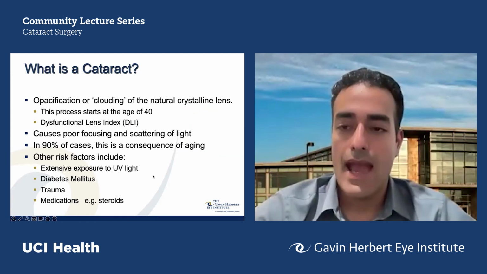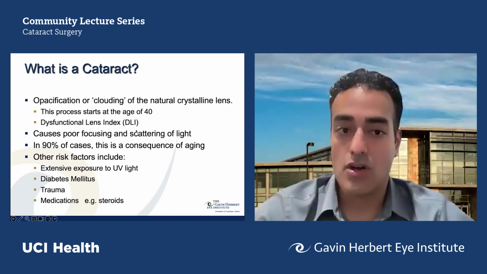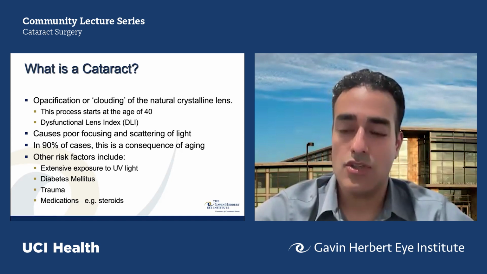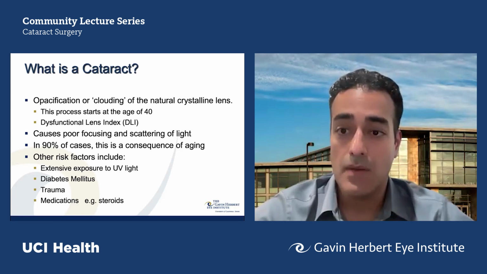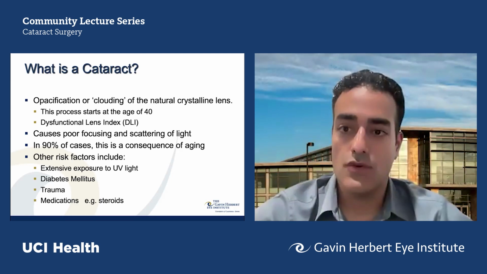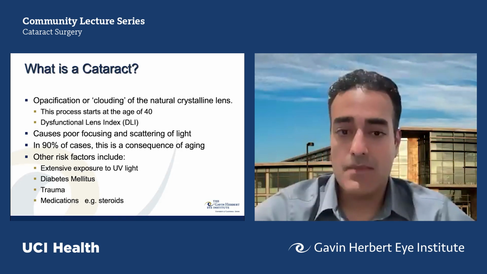But for the most part, cataracts start around the age of 40 and continue to progress as we get older. And as time goes on, the ability of the cataract to affect our vision is referred to as a dysfunctional lens index. So that's something we can follow to see how much the vision is impacted by the cataract. And kind of what we were talking about in the previous slide, with the lens becoming harder and getting a more yellow color, this causes issues with focusing and also scattering of light. And 90% of the time, this is due to maturing or getting older.